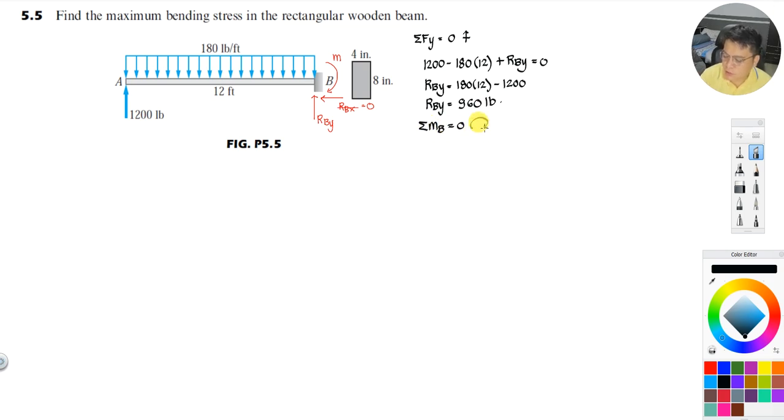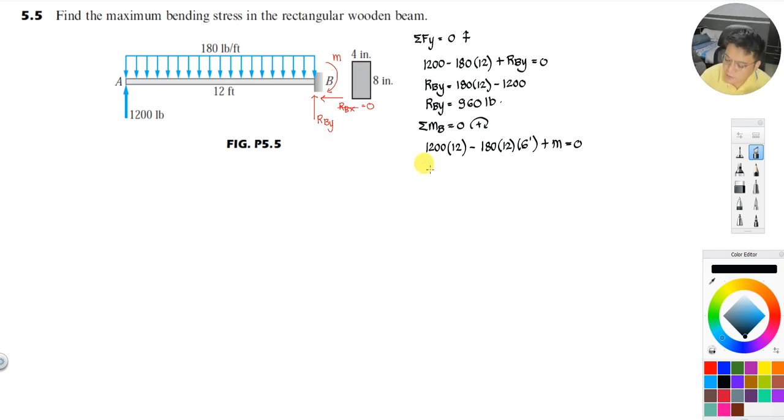Okay? So, I will consider positive to be... wait lang. Okay. So, we can have it as 1,200. Okay? Anong moment arm niya mula sa B? You can have it as 12 feet. Okay? And then minus 180 multiplied by 12. Ang moment arm niya is 6 feet. Okay? And then meron ako dito plus M. Okay? Equal to 0. So, positive siya because I consider that as positive moment.